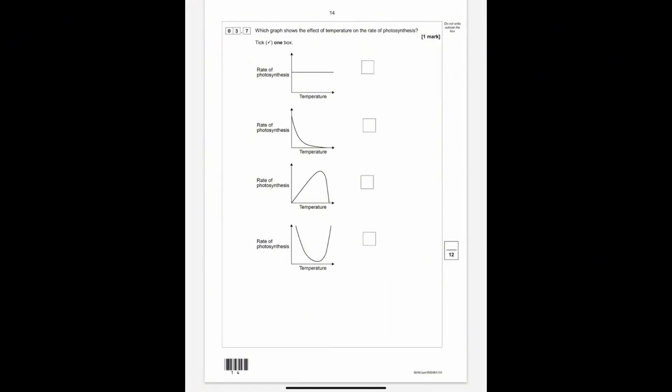Which graph shows the effect of temperature on the rate of photosynthesis? And it's going to be the third one over here. It's going to be this graph over here. So where it reaches the peak over here, that's where we have the optimum temperature. Just remember that this part where it goes up, that is your optimum temperature. And then you can see the rate is decreasing. That means the enzymes have been denatured because the temperature is too high. Okay, so I just thought I'd go through that part with you.